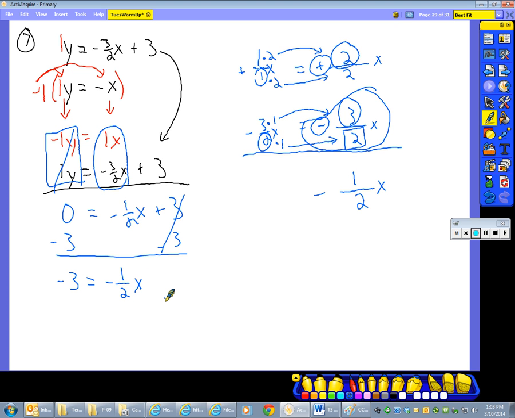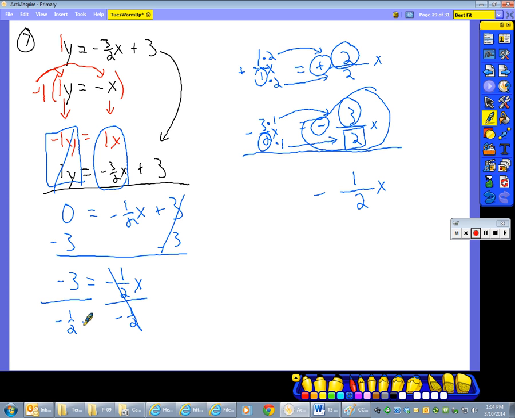Alright, so the very last thing I'm going to do here, what do you think, Alyssa? No, I don't have to add a 0 anywhere. I am going to divide. What am I going to divide by? Not by a negative 3. Think about this. I want to get x by itself. Yes, I'm going to divide by a negative 1/2 because that's the opposite of multiplying by a negative 1/2. Good job.